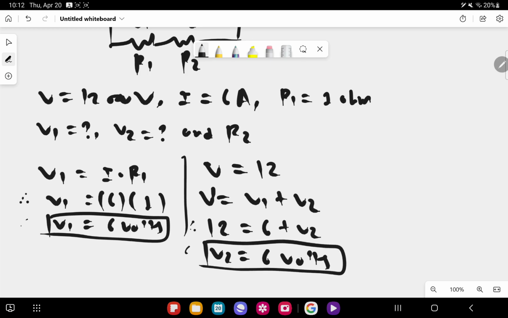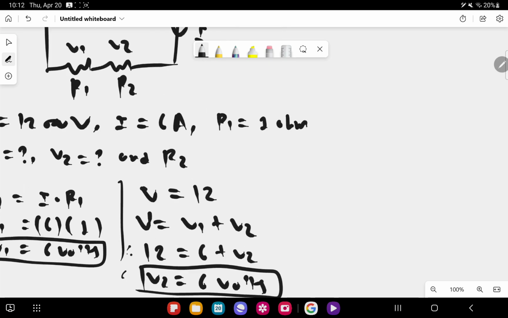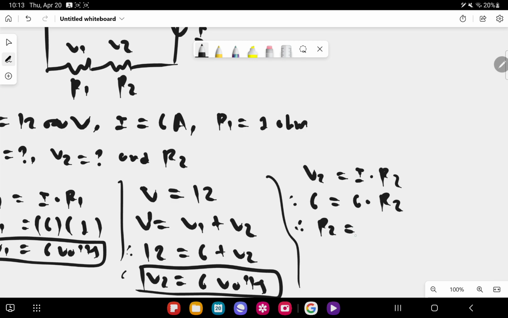Now, again, according to Ohm's law, V2 is equal to I times R2, where V2 is 6 volts, and we are currently finding the value of R2. Now I is 6 amperes, so from here R2 is equal to 1 ohm, correct?